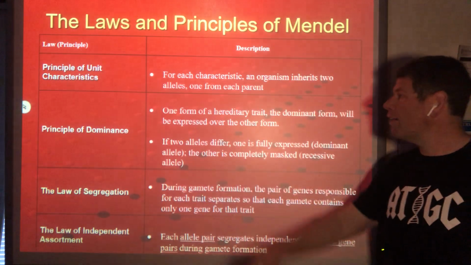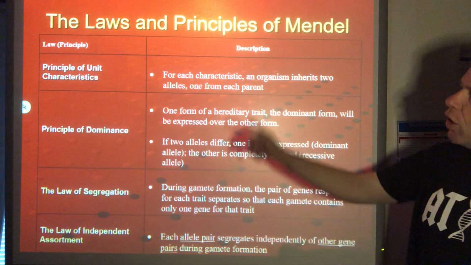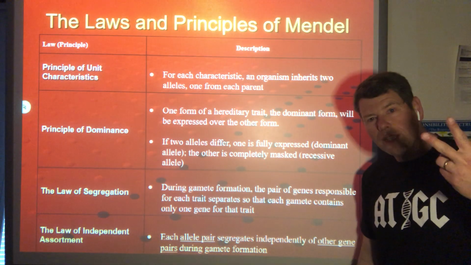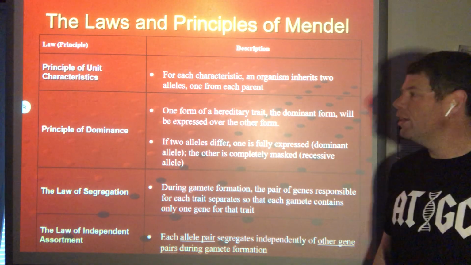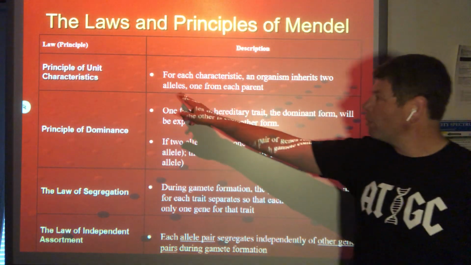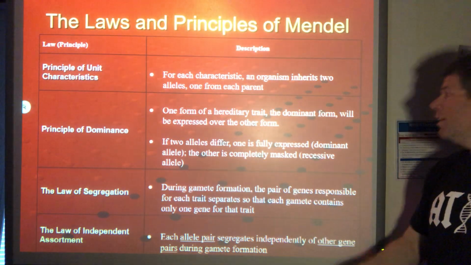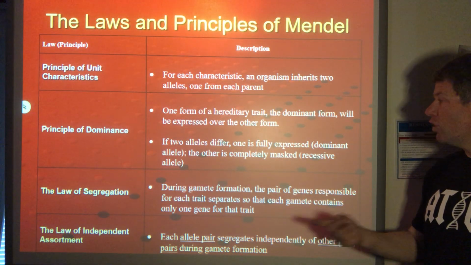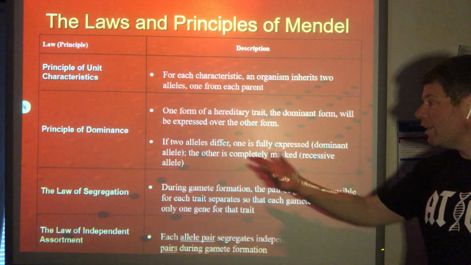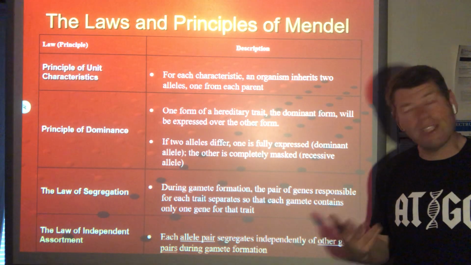All right, and he discovered some specific laws and principles of genetics. So here we go right here. We have this thing called the principle of unit characteristic. That means for every characteristic, you get two alleles because you have two parents, at least biologically. He also determined, and like I said, we're gonna call them alleles, the principle of dominance, that one trait has a dominant form that might be expressed over another form, and if the two alleles differ, only one would be fully expressed and the other is masked, the recessive one, of course.